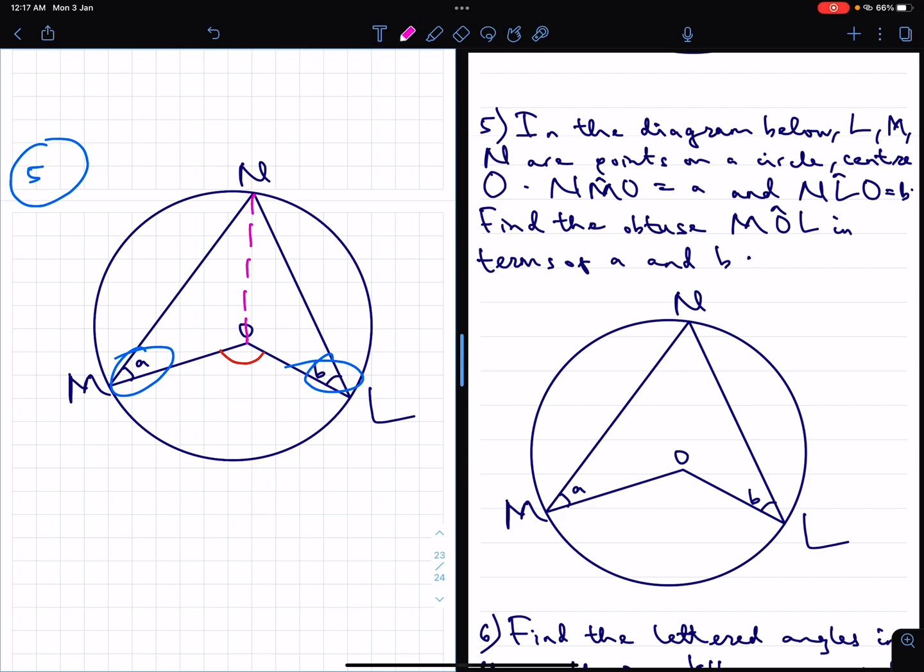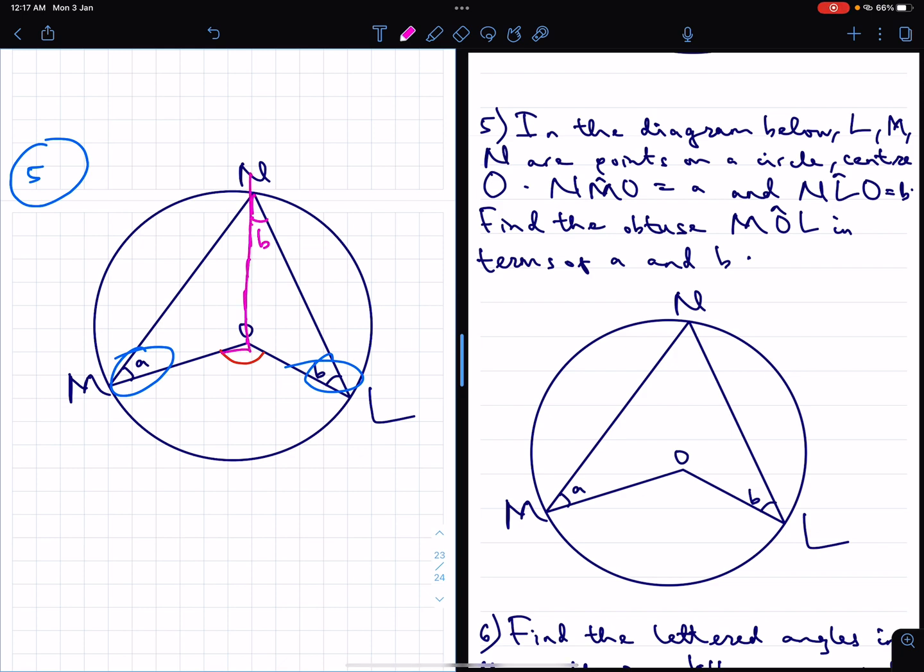So that simply means this triangle is an isosceles triangle because ON and OL are radii. And what does that tell us? That simply means that this angle is also B. Base angles of an isosceles triangle are equal.